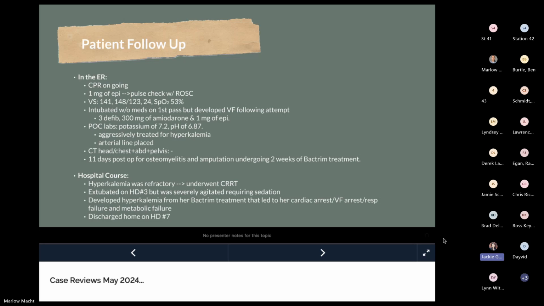During the hospital stay, she continued to be hyperkalemic, so she underwent continuous renal replacement therapy. She was extubated on hospital day 3 with severe agitation. They believe she developed hyperkalemia from her Bactrim that led to her cardiac arrest, her VFib arrest, and her respiratory arrest. And she was discharged home, apparently neurologically intact, on hospital day number 7. Next.